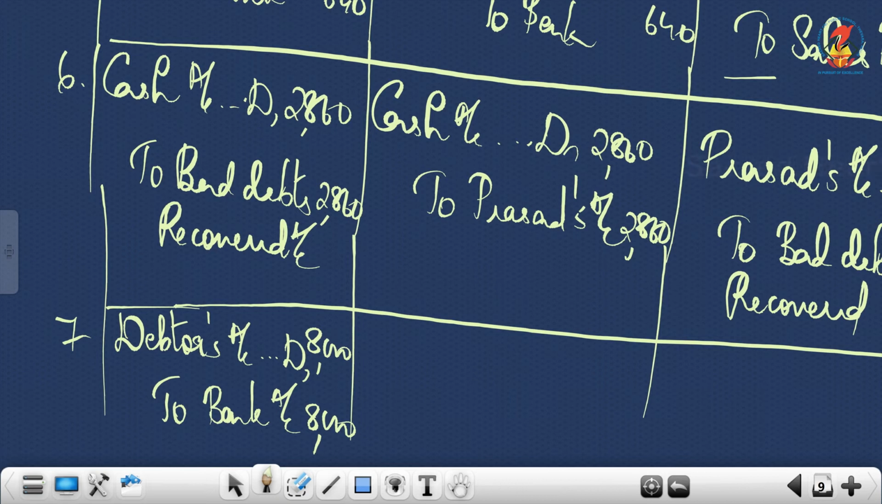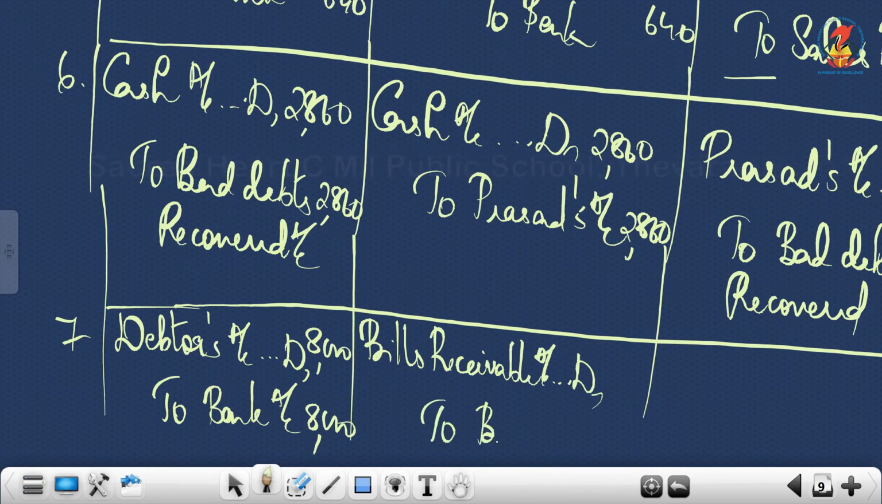Instead of that, what did we write? We debited bills receivable account and credited bank account. So the entry we wrote is bills receivable account, debtor to bank account 8,000.